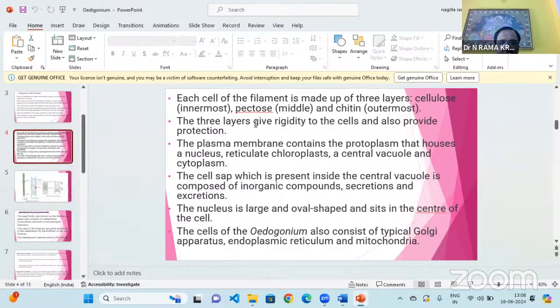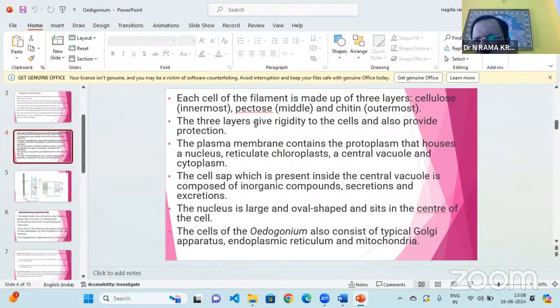The cells of the filament are uninucleate, associated with a reticulate chloroplast containing pyrenoids. Okay. And next, they undergo several successive divisions.